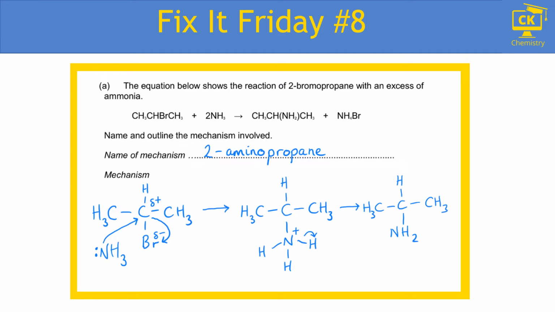This week's Fix It Friday is about errors in mechanism questions. And in fact, this question is worth 5 marks, which is 1 for the name of the mechanism and 4 for drawing it correctly. So the first mistake is hopefully obvious, but I did include it because I have seen a number of students make this same mistake.